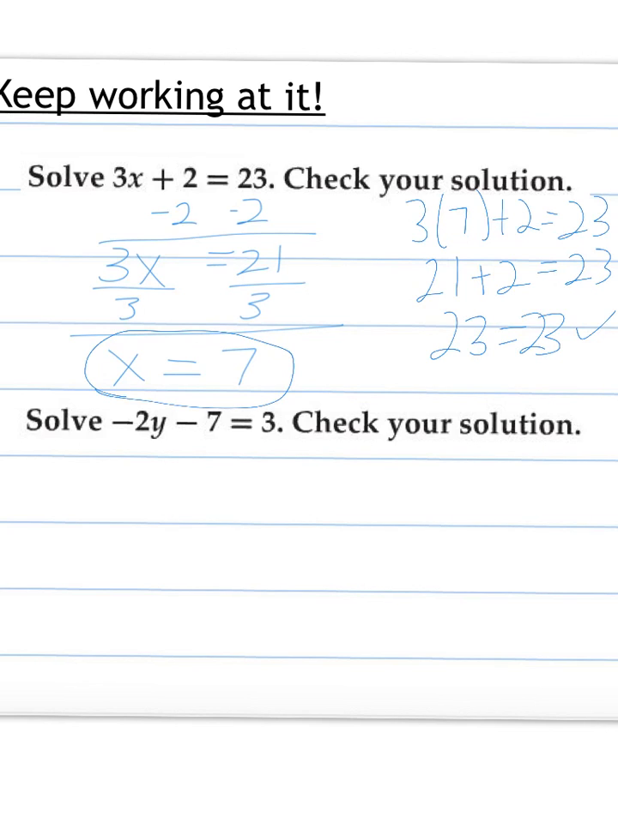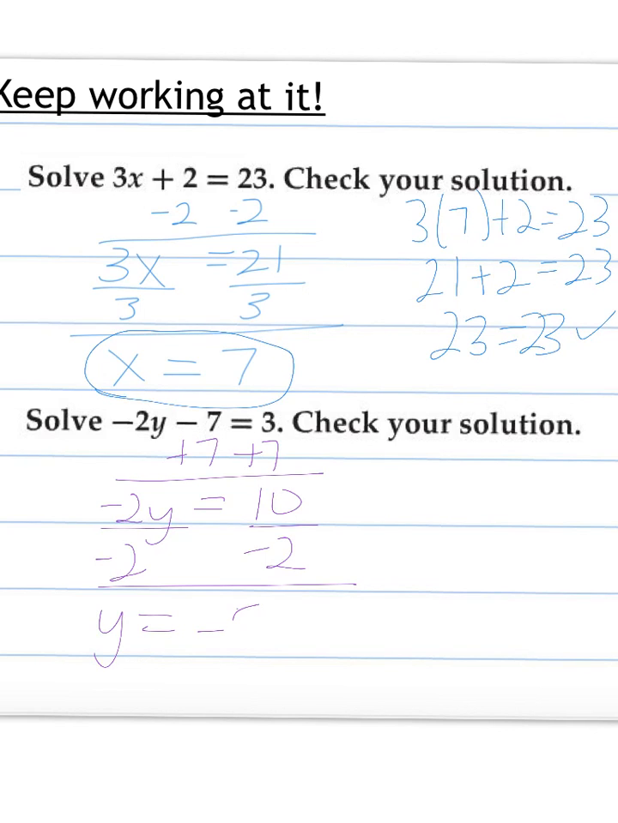Okay, negative 2y minus 7 equals 3. Okay, so the inverse of subtraction is addition, so add 7 to both sides. Negative 2y equals 10. Divide both sides by negative 2. 10 divided by negative 2, a positive divided by a negative is a negative. 10 divided by 2 is 5.